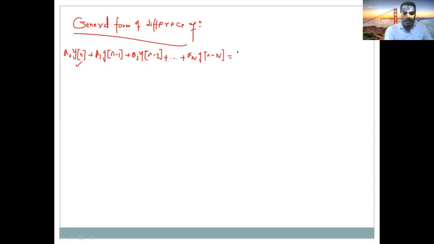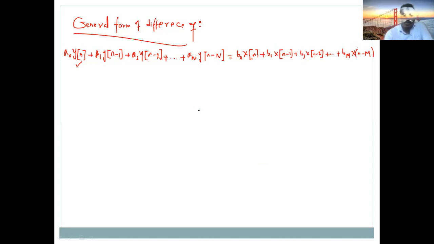So on this side, similarly, the input side, let's start from B0 times the input at present time, x of n, plus B1 times input n minus 1, which is a past value of input, plus B2 times x of n minus 2, the past value of input before 2 time periods, plus, so up to Bm times x of n minus m. I will explain this using an example.